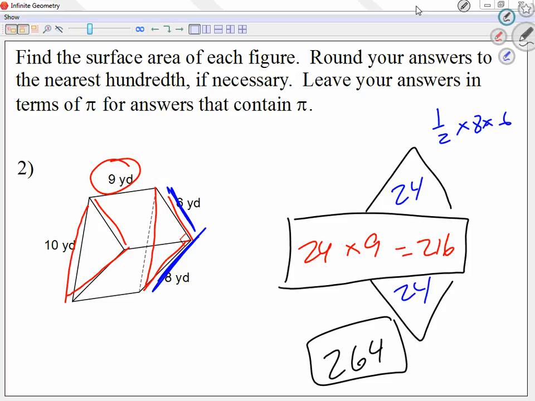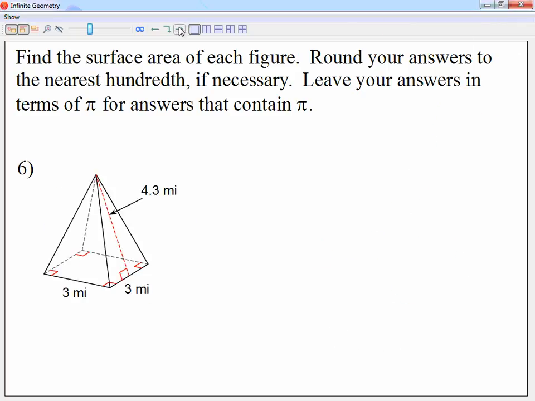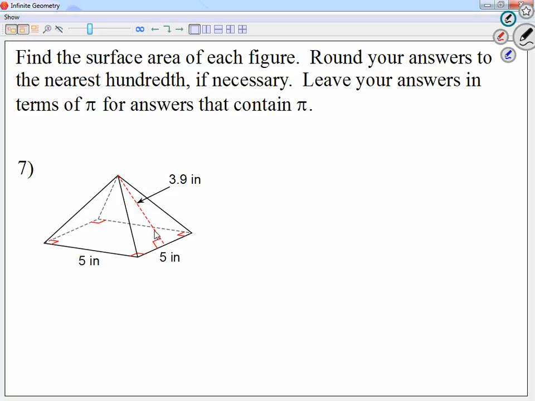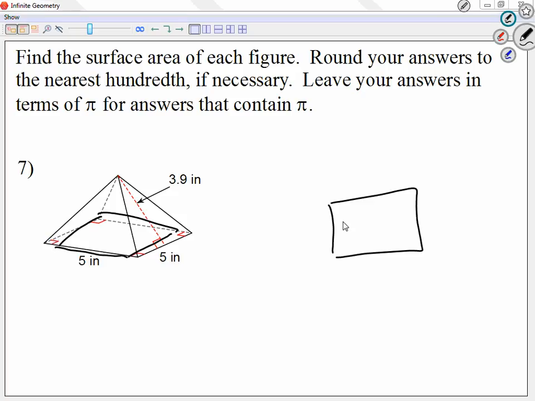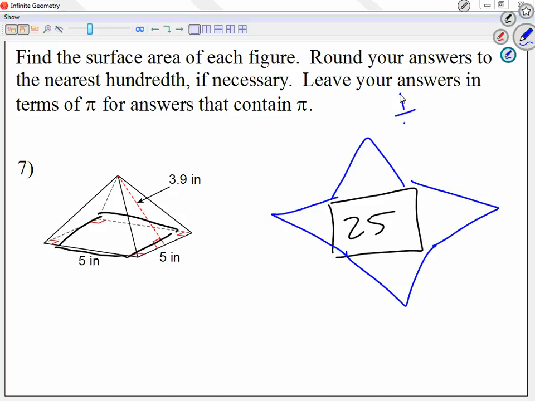Number 7. Right, so this is a pyramid. I see the base is a square, 5 by 5. So I know the area of a square in this case is 25, 5 times 5. Looking at my triangles, I'm going to go 1/2 times 5 times 3.9, because I see the 90-degree angle made by 5 and 3.9. So let me multiply that out. 9.75. Thank you. So each triangle is 9.75.